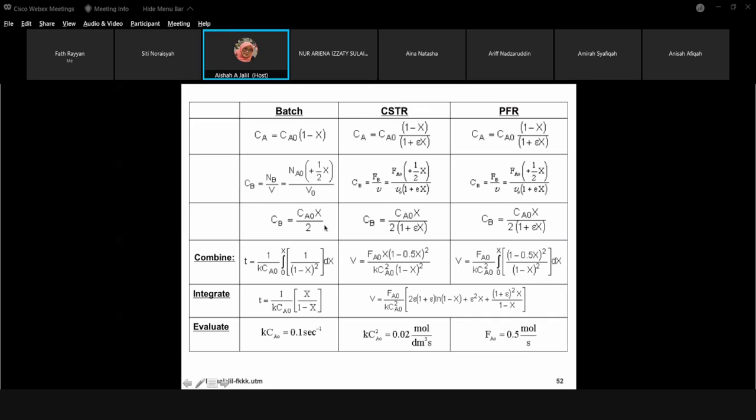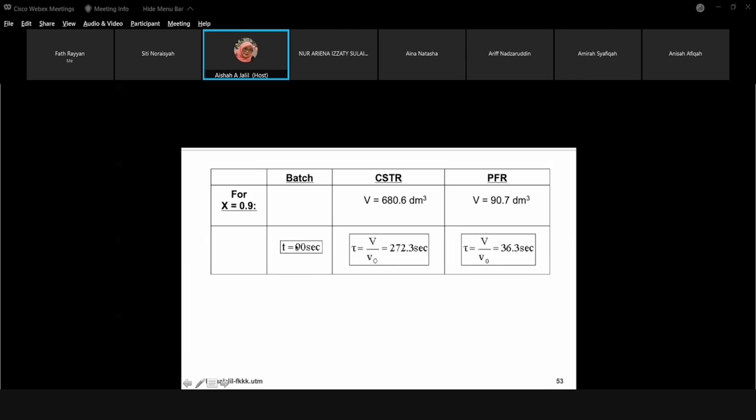Okay, this is just an example or summary from this question. So you can calculate V for the batch as T, for the CSTR as V, and for the PFR as V. When you integrate, you get this one. So when you evaluate, you get this one. Lastly, for X equals 0.9, you can get the V.